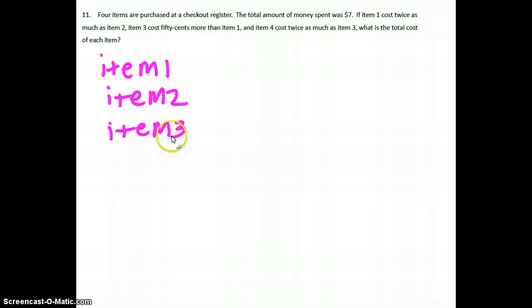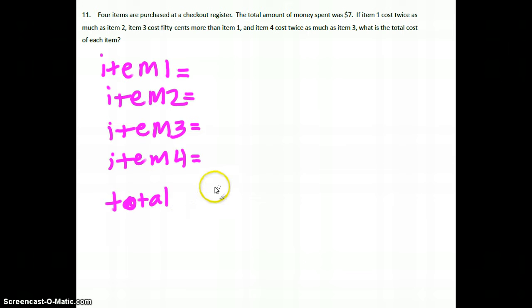So I know immediately that one of the things that I'm going to do is have to list down all of the quantities that this is working with. So we know that we're going to have item 1, item 2, item 3, item 4, and item 5. Or actually, no, not an item 5, just 4 items. So as we're reading, it says the total amount of money spent was $7. So I know that total money spent was $7.